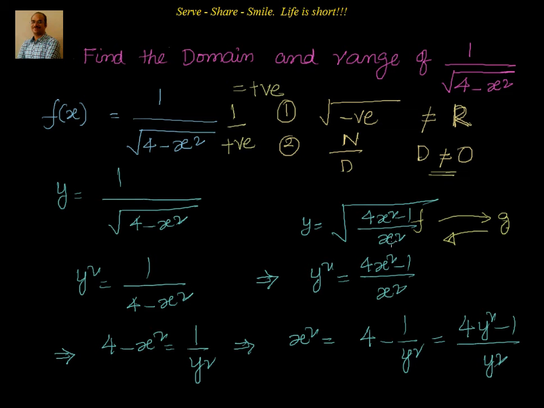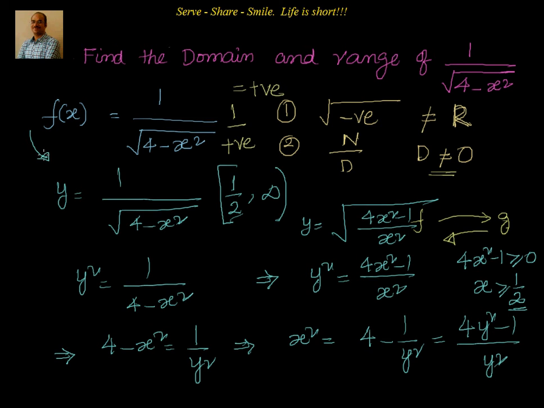And from this we know that we cannot have x equal to 0 here, so the range will not have 0, and also 4x square minus 1 should be greater than or equal to 0. The numerator should be greater than or equal to 0, from which you can know that 4x square is greater than or equal to 1, x square is greater than or equal to 1 by 4, x is greater than or equal to 1 by 2. That means the range is 1 by 2 to infinity, including the value 1 by 2 because it is greater than or equal to 1 by 2.